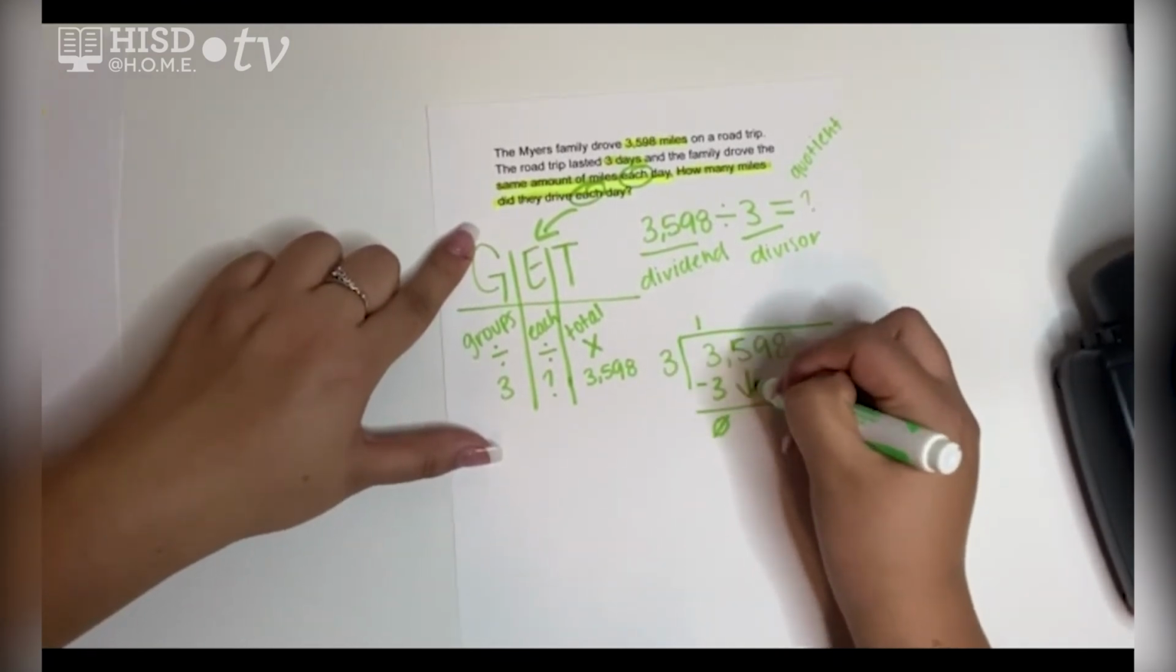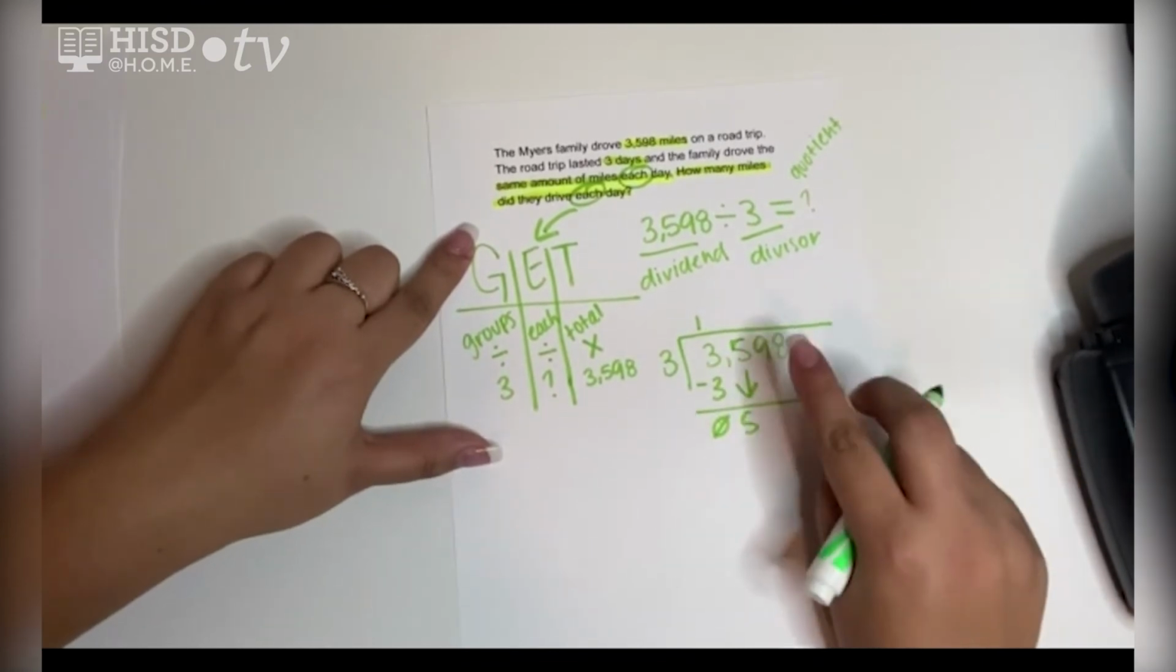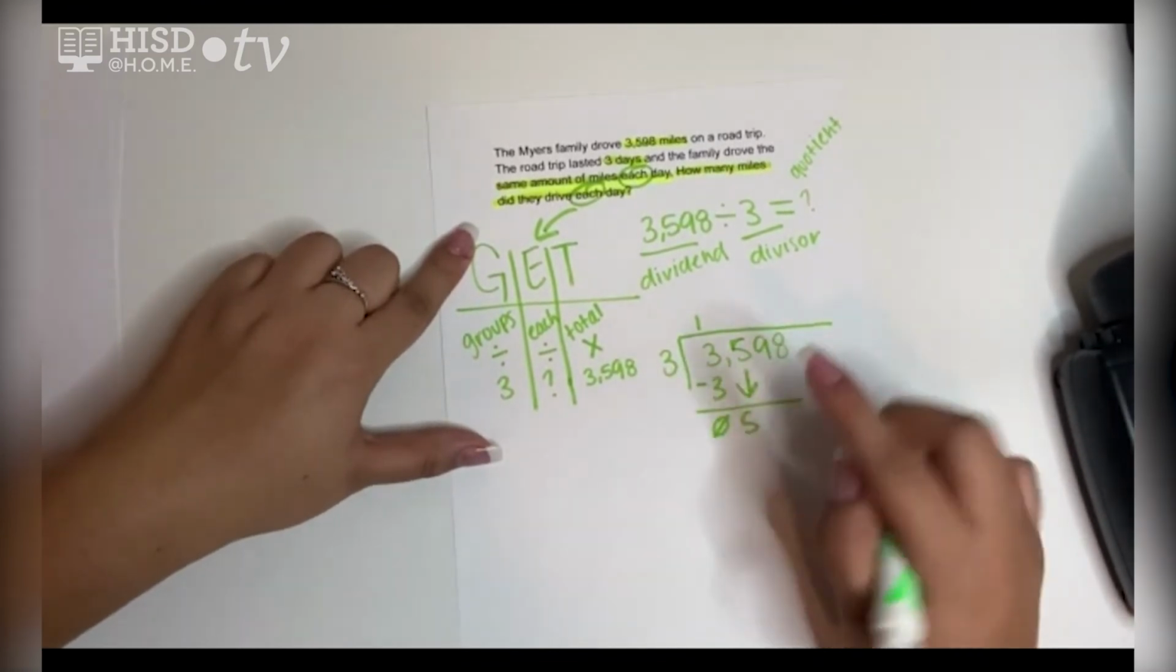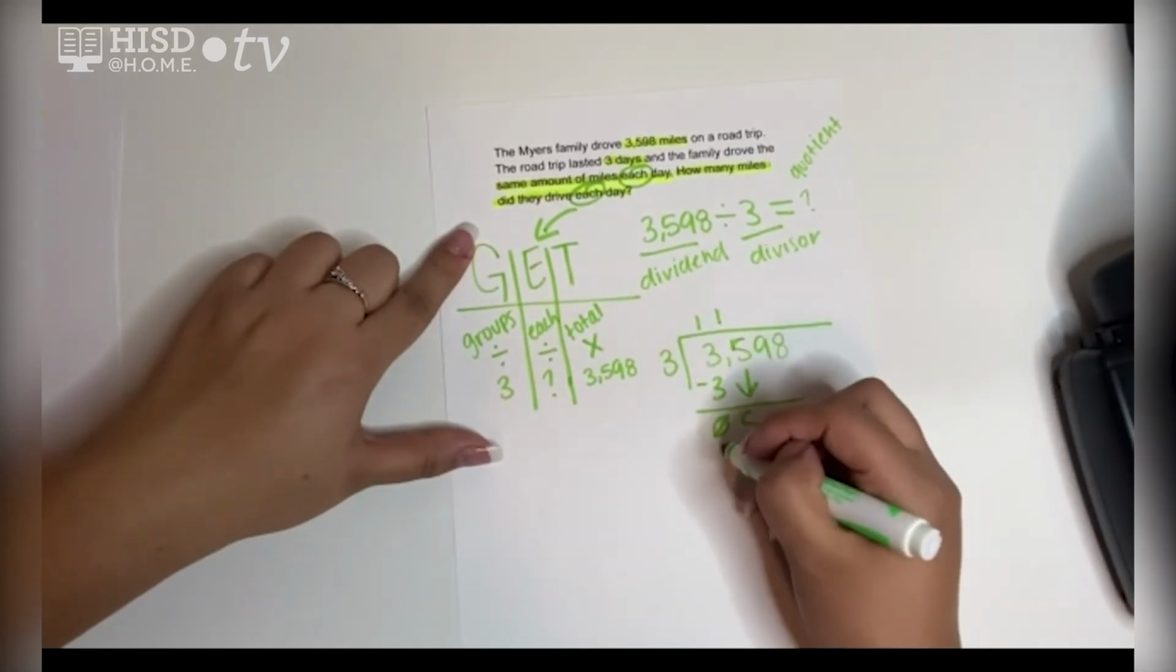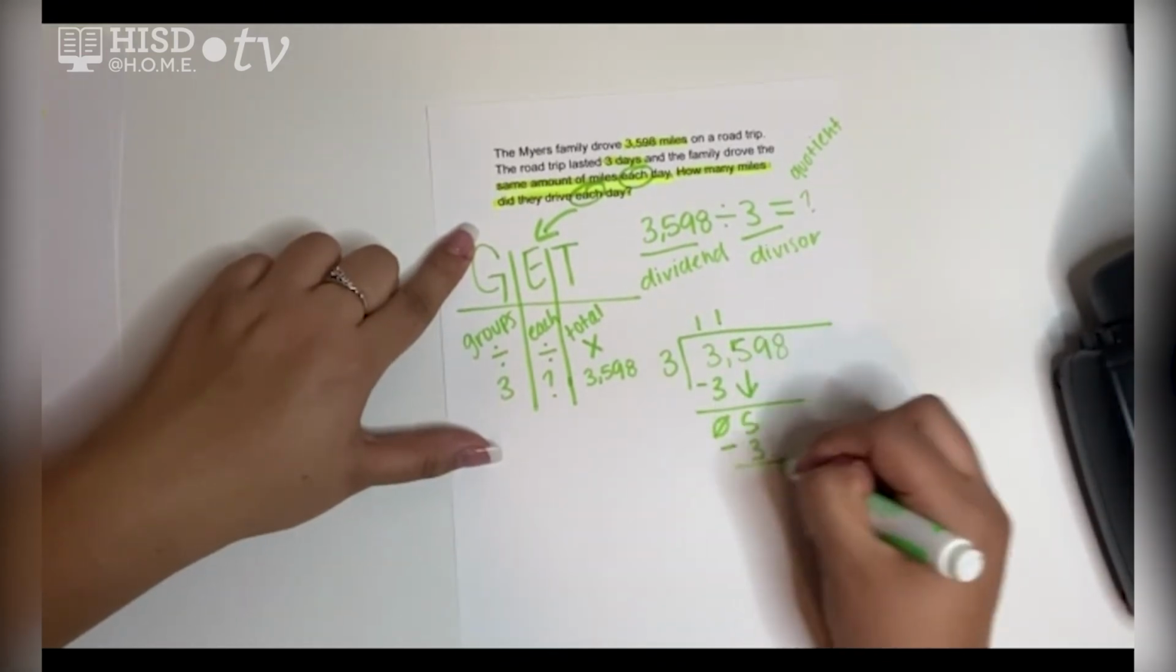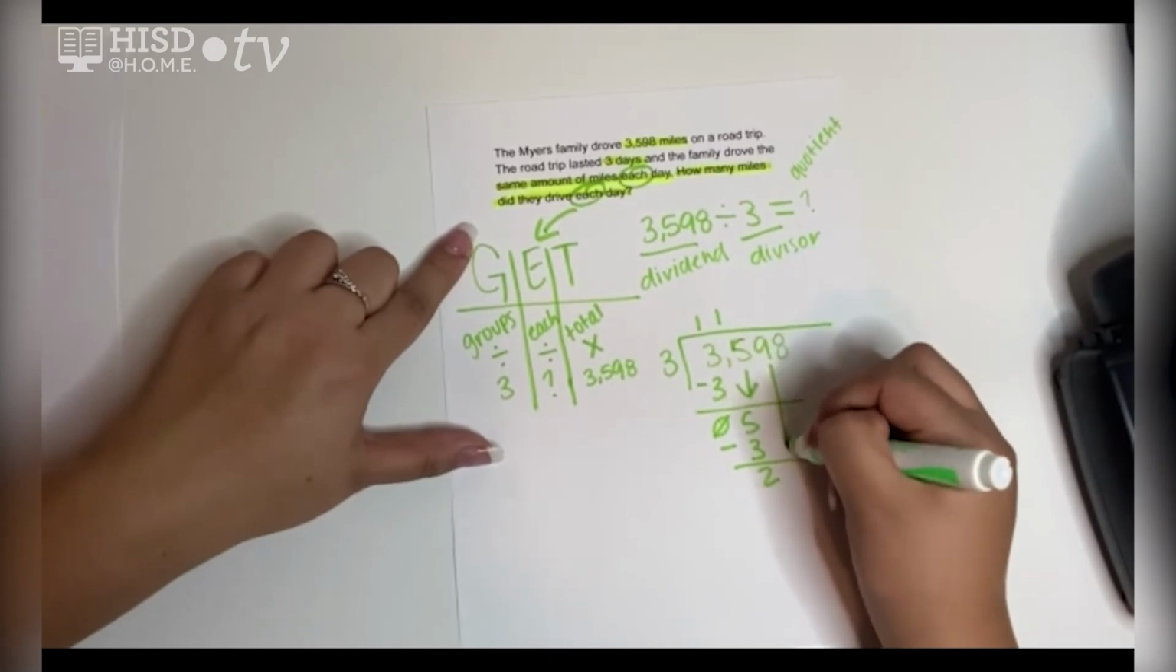I'm going to go ahead and drop down the 5. And I know that 3 can go into 5 1 time as well. 5 minus 3 is 2. And I'm going to drop the 9.